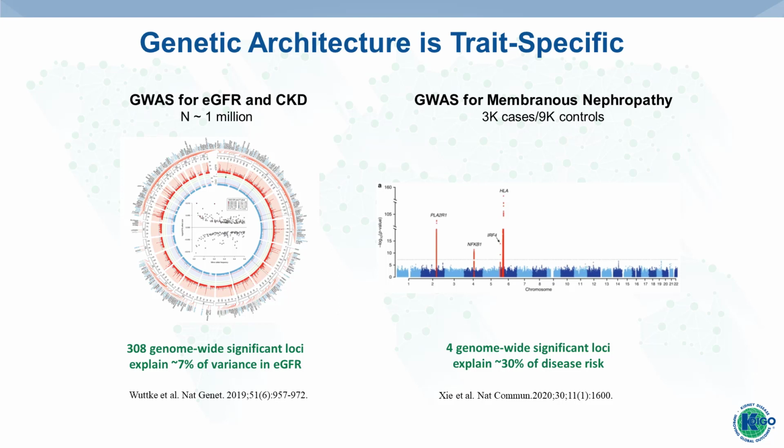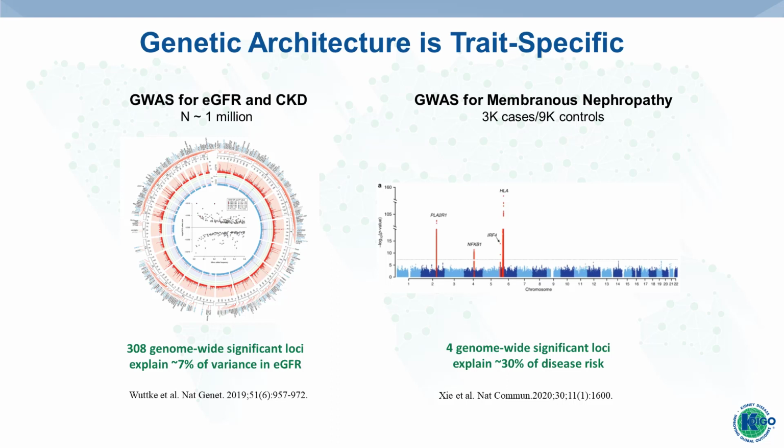And a GWAS study in a much smaller cohort of 3,000 cases and 9,000 controls uncovers only 4 genome-wide significant loci, but these loci have relatively large effect size on the disease risk, and they together cumulatively explain roughly 30% of disease risk. So obviously the phenotype definition really matters, and a different way of polygenic risk score modeling is required to capture these different types of findings.